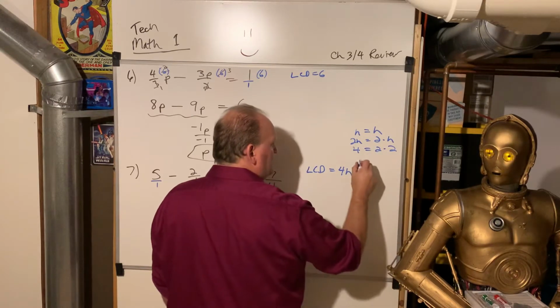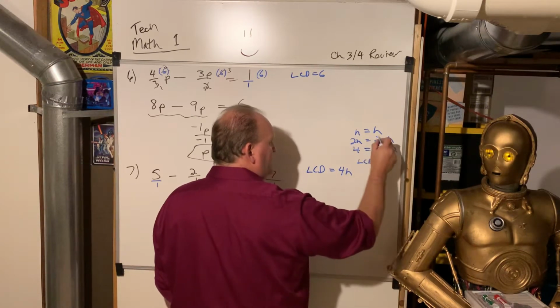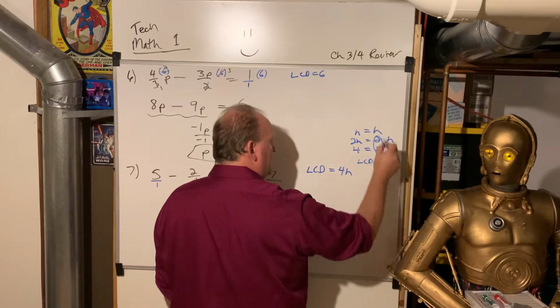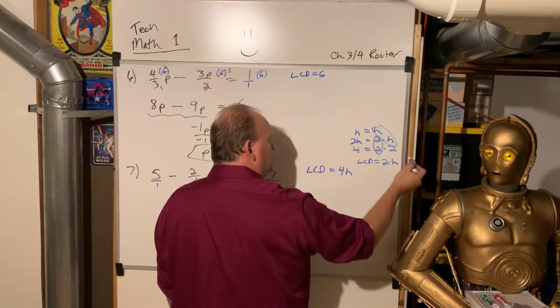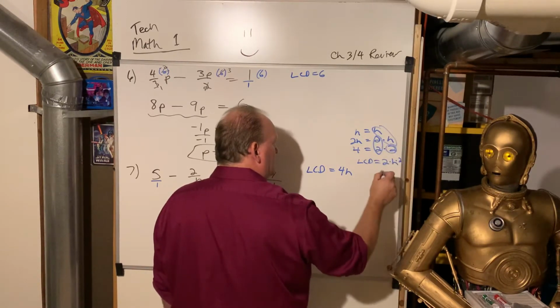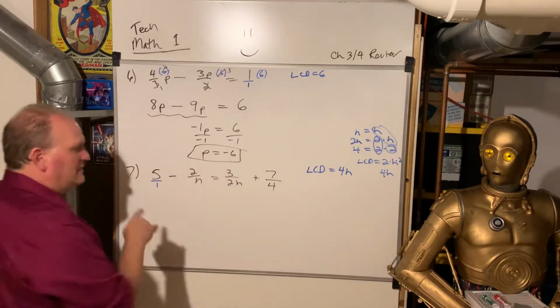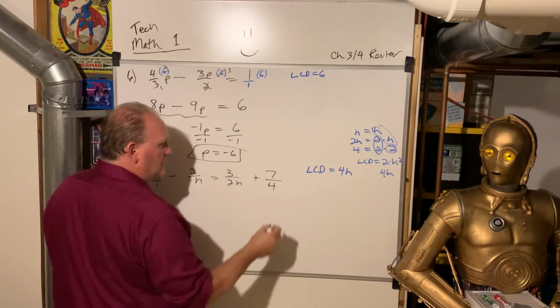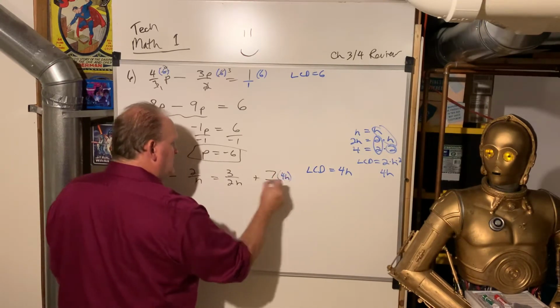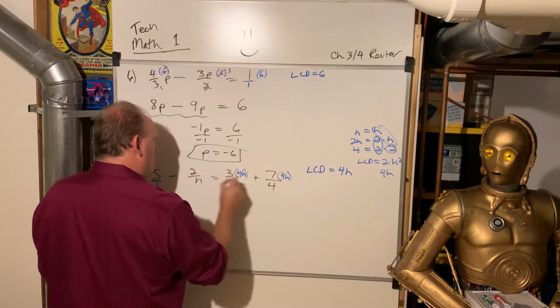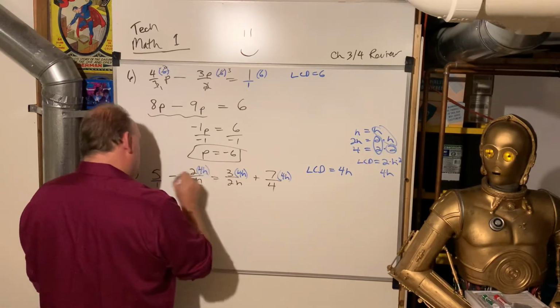So then first thing when you're finding an LCD, you take what they have in common. So they have a 2 in common, they have an h in common, but then you also take the leftovers. And so that's 4h. 4h is the smallest thing that all of these things will go into, all right? So this gets a 4h, this gets a 4h, this gets a 4h, this gets a 4h.